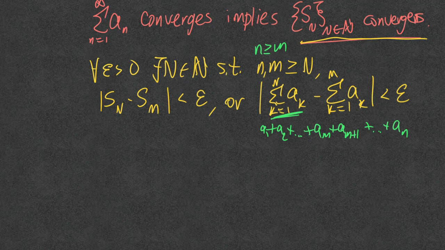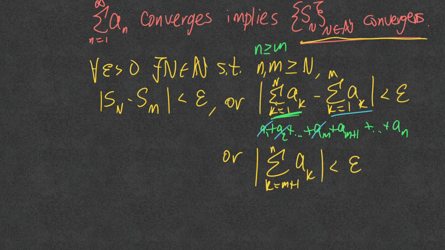Okay, and so what we have here is basically subtracting off this term, all the way up to m. And so what's left over? Well, the thing that's left over is everything from m plus 1 to n. So I'll say one more time, the absolute value of the sum from k equals m plus 1 to n is less than epsilon. And the reason that's so nice is because this is a finite sum, and we can work with finite sums. Okay?